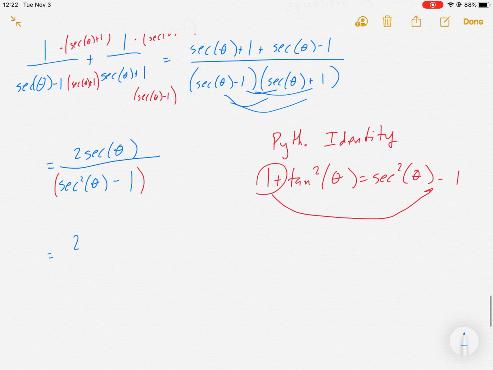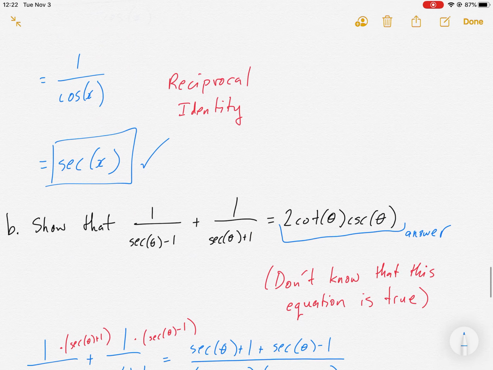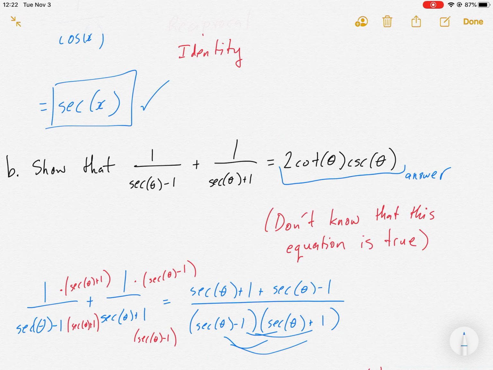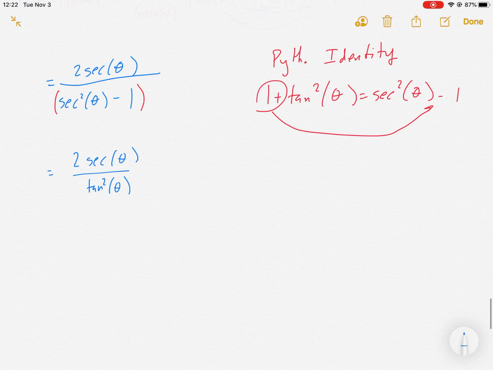So I'm going to end up with 2 secant theta over tangent squared of theta. Now I've kind of forgotten what my original goal was. So let's go ahead and take a look up here. Excuse me, I need to get to this point. This is my answer, cotangent and cosecant. So I think a good thing to do at this point might be to get everything in the numerator. So I'm going to bring this tangent squared, since that's all that's in the denominator, up using the reciprocal.